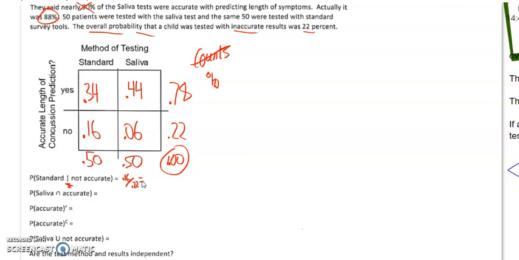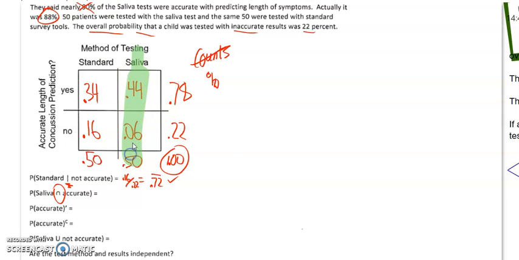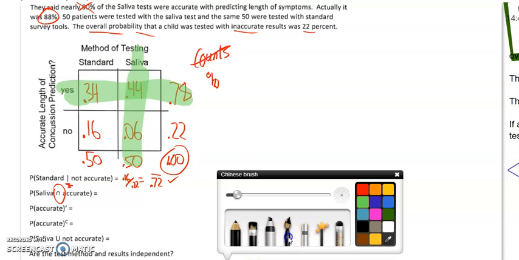So, I'm just going to pop over here to my calculator and do that real quick, and it turns out 0.72 repeating, 0.7272, so forth, repeating. So about 73% of the time, given that it was not accurate, that it was a standard test. All right. That symbol right there is the intersection of the two. And to me, the best visual way to show an intersection is to highlight the saliva group, highlight the accurate group, and look for where it's overlapped. Well, it's overlapped at the 0.44, so that is the intersection of those two, 0.44.